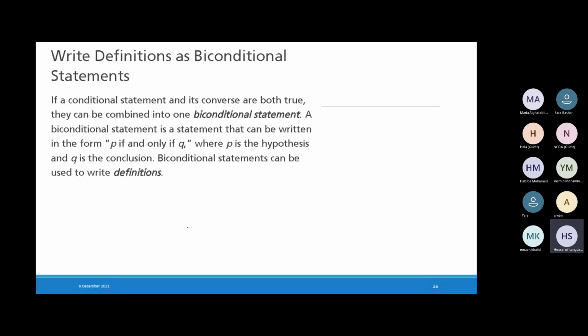And how do you know them? They told you in geometry, the definitions, and when you write the definitions, you write the biconditional. How is the biconditional different from the conditional? In the conditional, you say if something happens, then something will happen. In the biconditional, you use the words if and only if. Okay. Here.